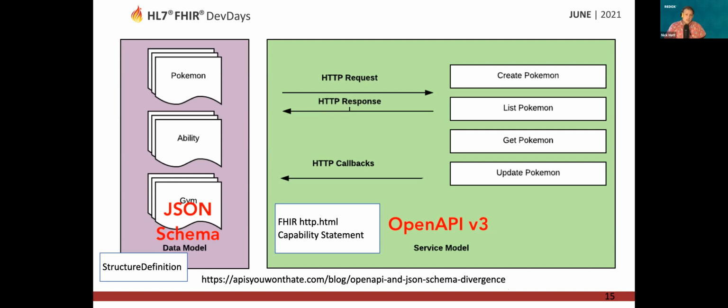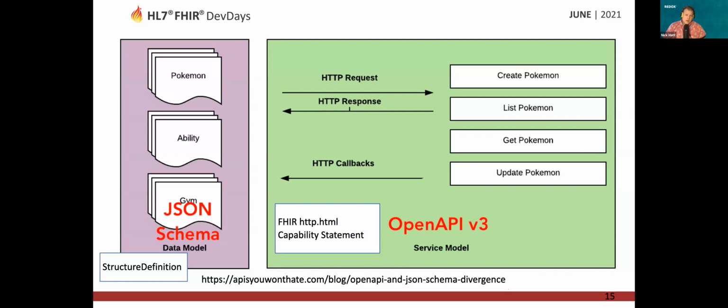So JSON Schema in OpenAPI represents that data model. And if you're thinking about Pokemon, that might be how you represent a Pokemon, how you represent an ability, how you represent the different gyms in different cities. That's roughly equivalent to structure definition in FHIR.